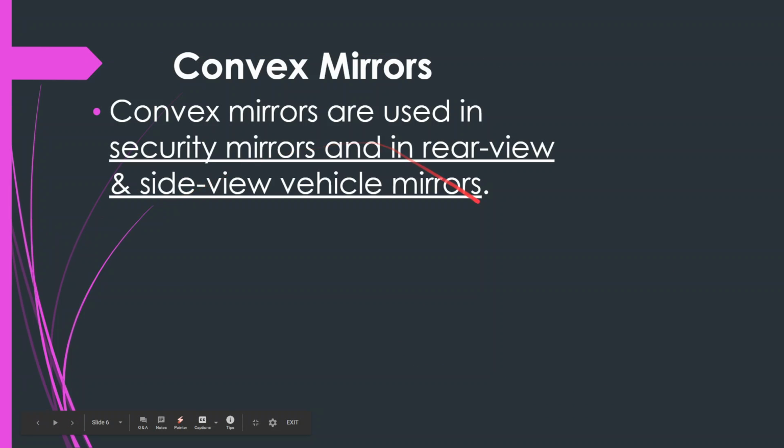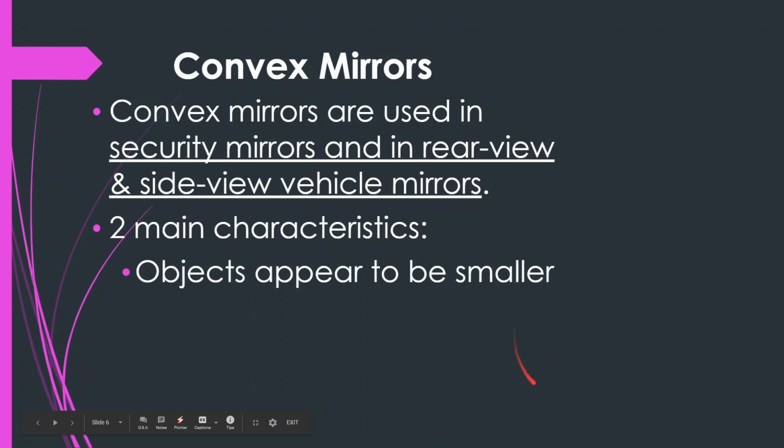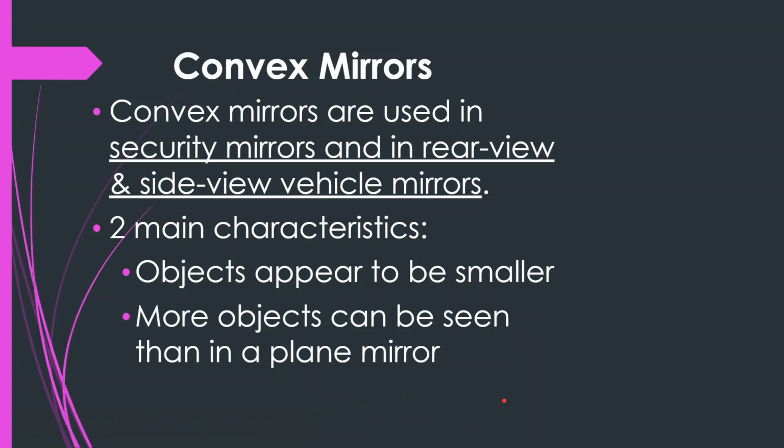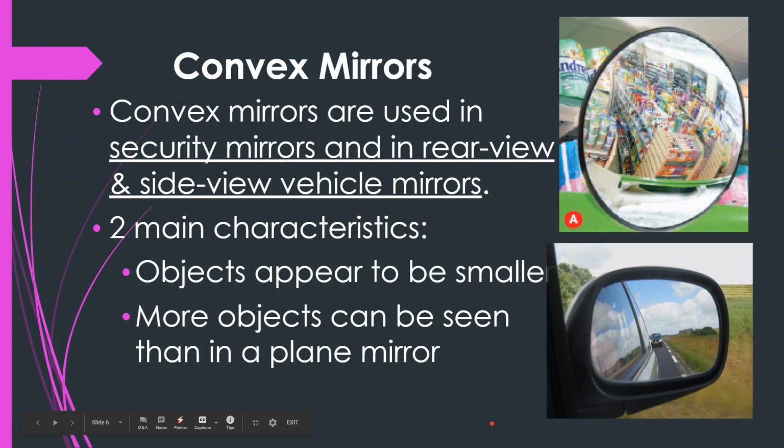And there are some uses for convex mirrors. They're used in those round security mirrors that you might see in a gas station or a grocery store. And they are also used in rear view mirrors and side view vehicle mirrors. Two main things to note about a convex mirror. The objects in the mirror are smaller than they appear, or they're closer than they appear, because they appear to be smaller. More objects can be seen than in a plane mirror. It gives you a wider field of view than you would normally have.